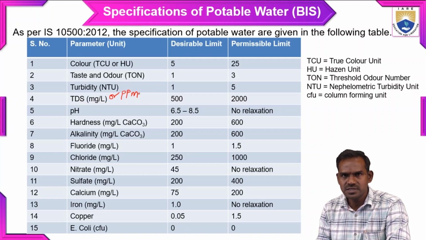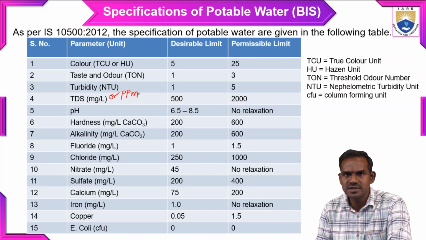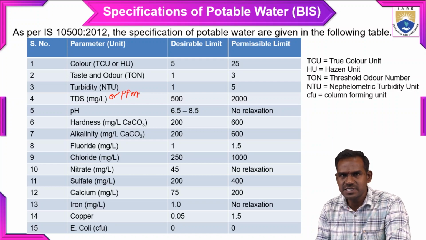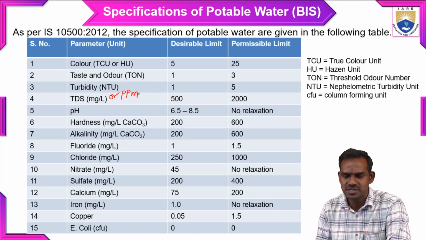The next parameter is pH. For pH, the specification for water has a desirable limit of 6.5 to 8.5 and the permissible limit is the same, which means that there is no relaxation for pH. So 6.5 to 8.5 is the desirable as well as permissible limit of pH for drinking water. And the next parameter is hardness, which is measured in units of milligram per liter of CaCO3.